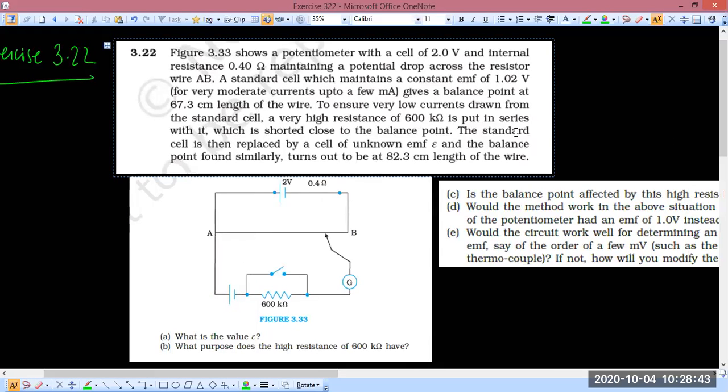What we have here is that there is a potentiometer with a cell of 2 volt and internal resistance 0.4 ohm shown. So that cell, of course, is the primary, right? Because you can see it is connected with the wire AB directly and there is no galvanometer. The galvanometer is on this side.